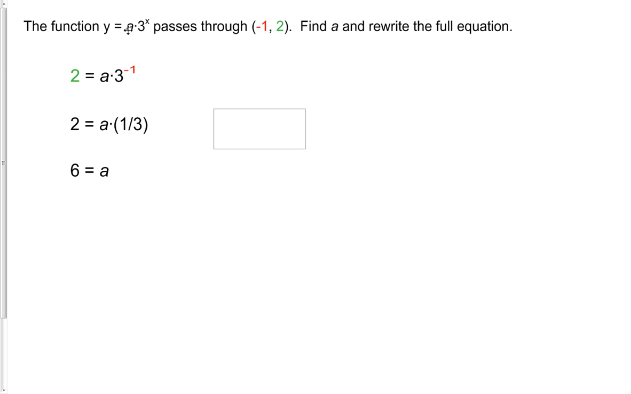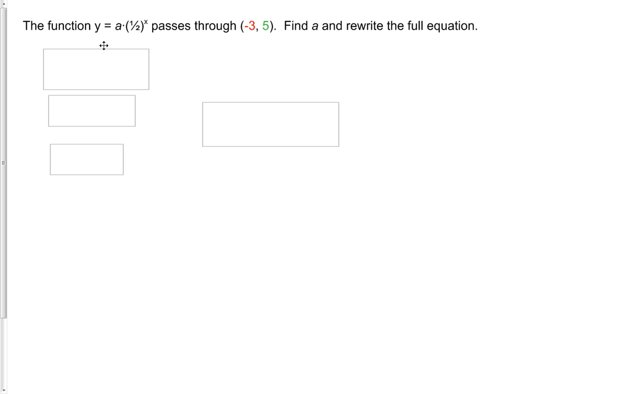So we just plug our 6 back into the equation here, and we'll be left with y equals 6 times our original here, 3 to the x. That's all we need to do for these types of problems. So let's practice one more.